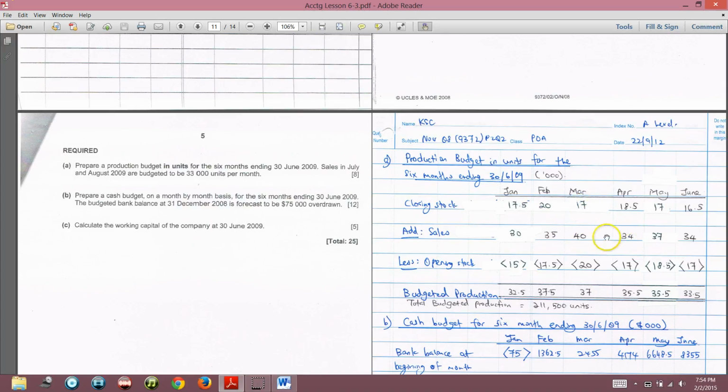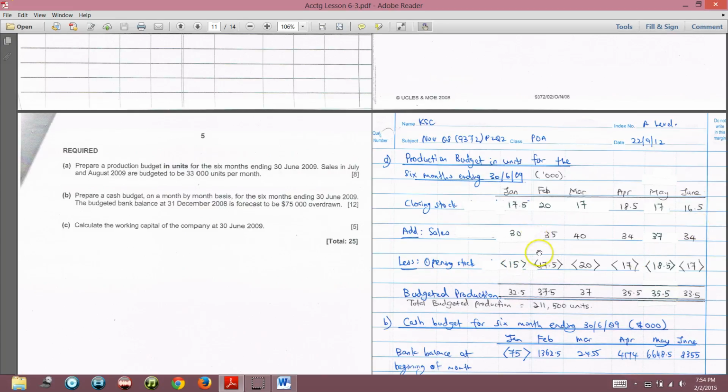So this is 17, half of 34. This is 18.5, half of 37. 17 will be half of 35. And then part A of the question says that sales in July and August is 33,000. So 33 divided by 2 is 16.5. So the closing stock of June will be 16.5.